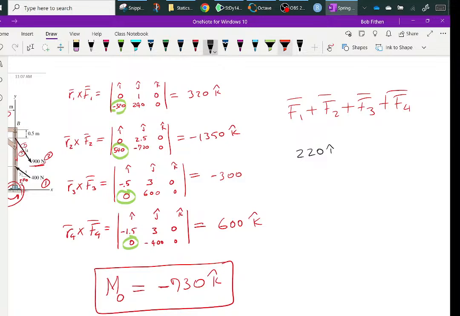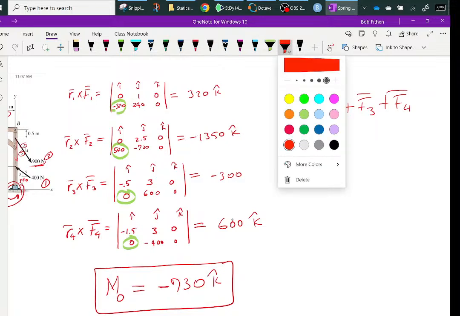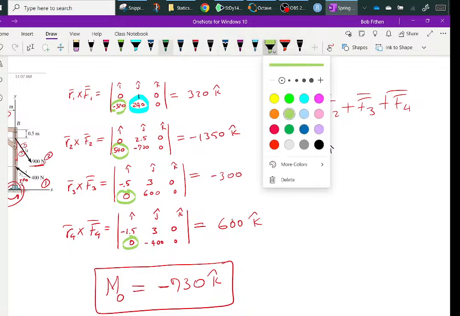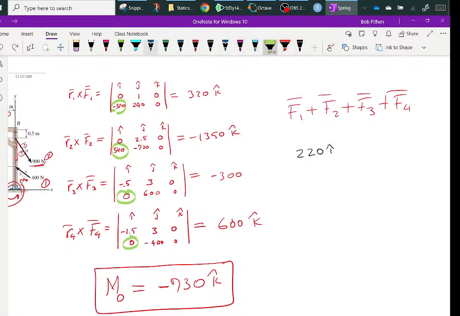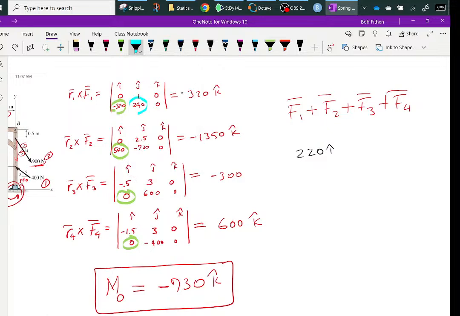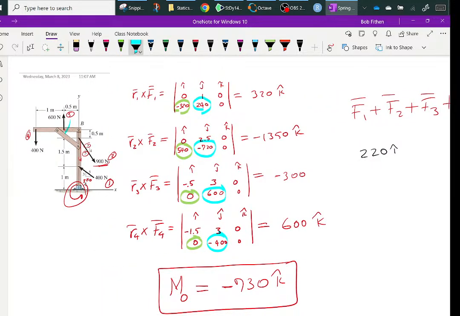The next thing I'm going to do, let's drag that down to there. I'm going to take this one, this one, that one, and that one. So not all of them had an X component. These two didn't have an X component, but they all have a Y component.